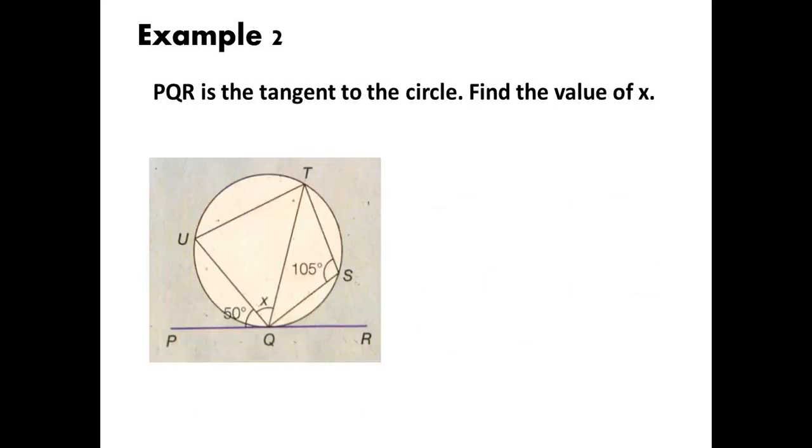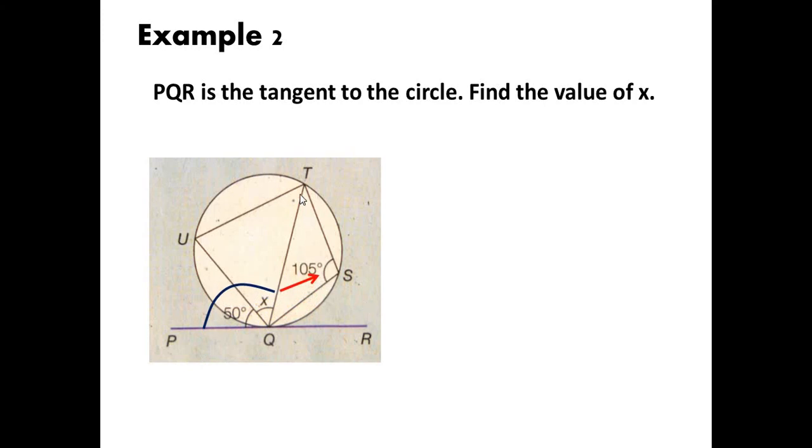Okay, example 2. PQR is the tangent. Find the value of X. Okay, so try to study where is the angle between the chord and the tangent. So angle X is here. So meaning now this is the angle that we're going to search for, right?